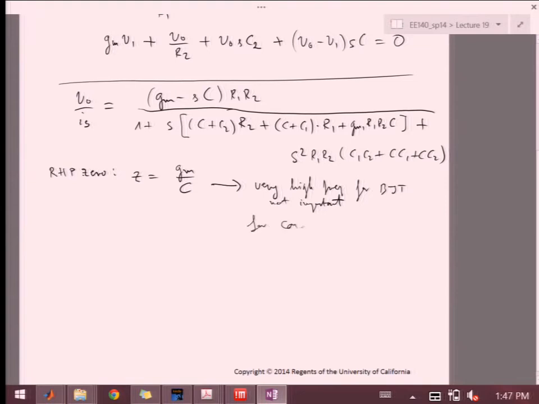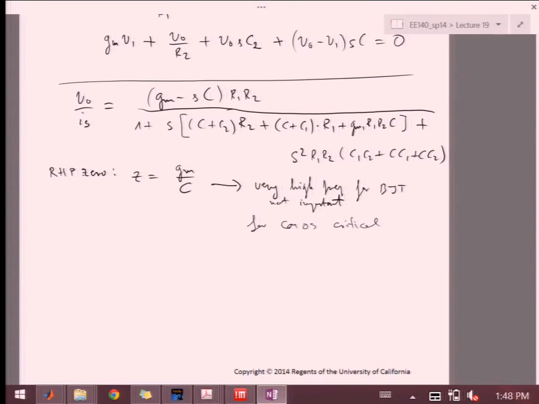For CMOS, this is critical. This is also because, when we looked at the gms of CMOS and bipolars, we saw that the gms of CMOS are way lower than in bipolars. So this zero will be way closer to our pole 2, and in that case it will really affect the phase margin that we're trying to create right there.